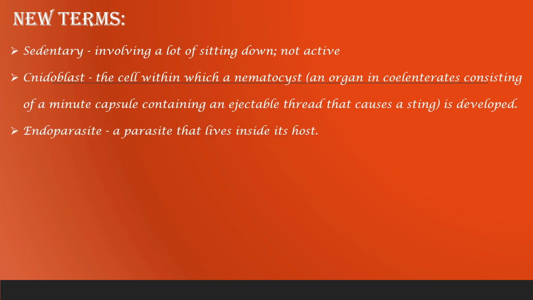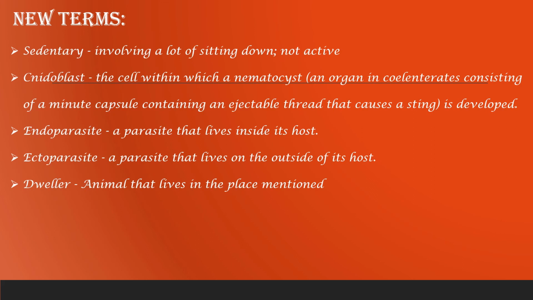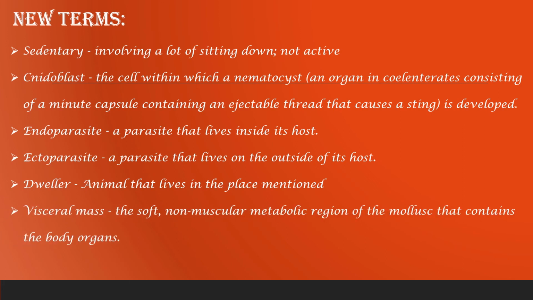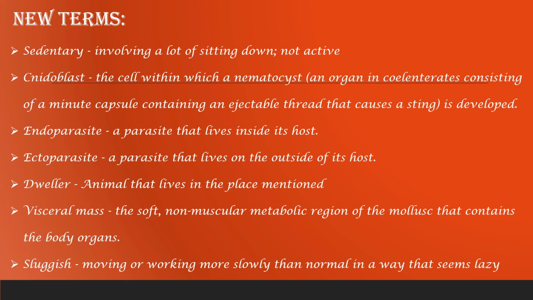The third term is endoparasite. Endoparasite is a parasite that lives inside its host. And the fourth term is ectoparasite. Ectoparasite is a parasite that lives on the outside of its host. And the fifth term which we have learned is dweller. The meaning of the word dweller is an animal that lives in the place mentioned. And the sixth term is visceral mass. The visceral mass is the soft, non-muscular metabolic region of the mollusk that contains the body organs. And the last term which we studied was sluggish. The meaning of the word sluggish is moving or working more slowly than normal in a way that seems lazy.